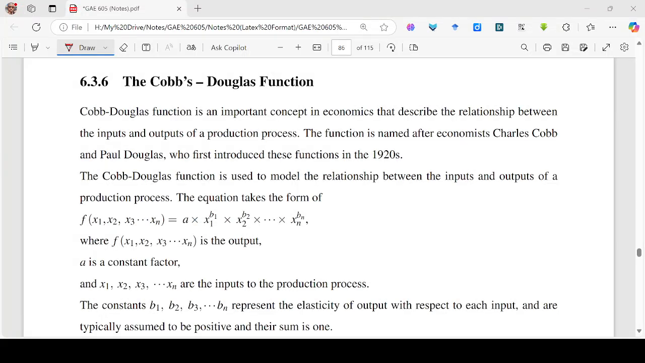Welcome, viewers. In this session, we're going to look at the Cobb-Douglas function and its application.